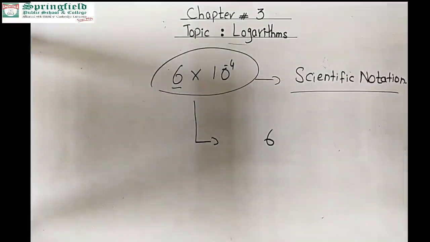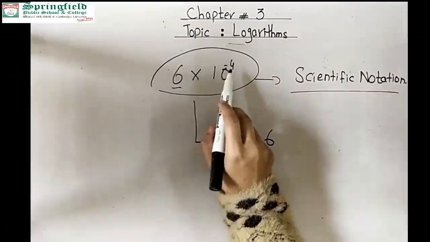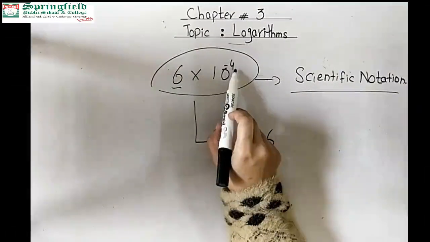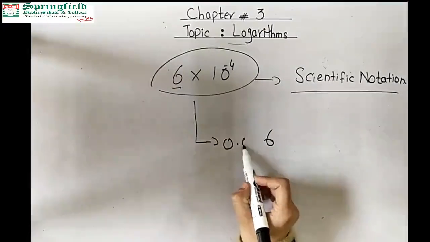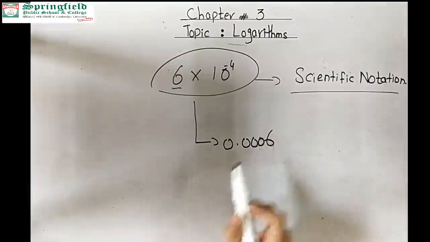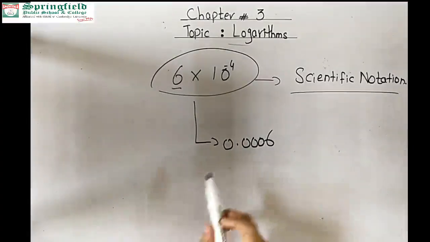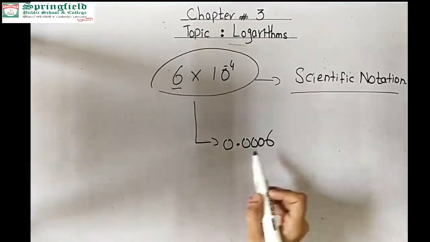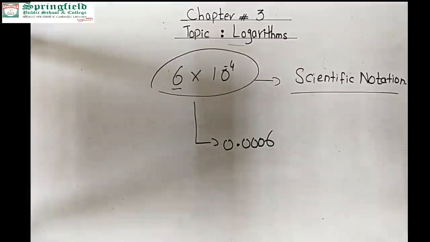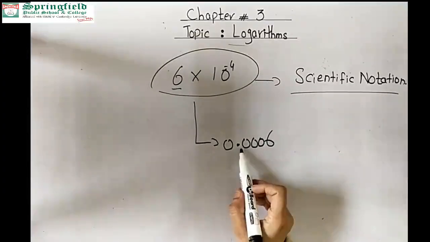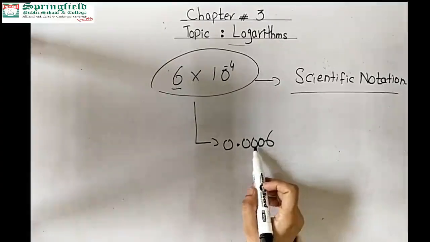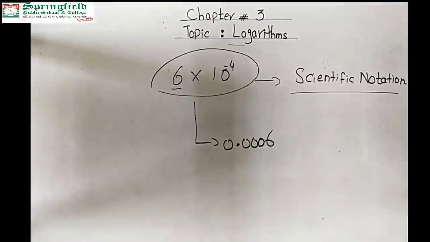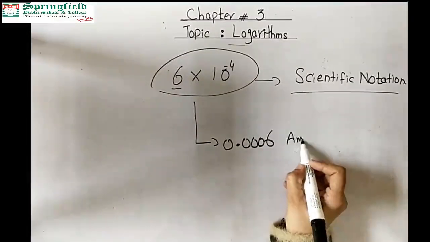So what we will do here: the non-zero digit is 6, so we write 6 first. Then look at the power. The power is minus 4. It's a negative power, so we will write zeros here, and the point after four digits. So 1, 2, 3, 4, we write the point here. So 0.0006 is your final answer.